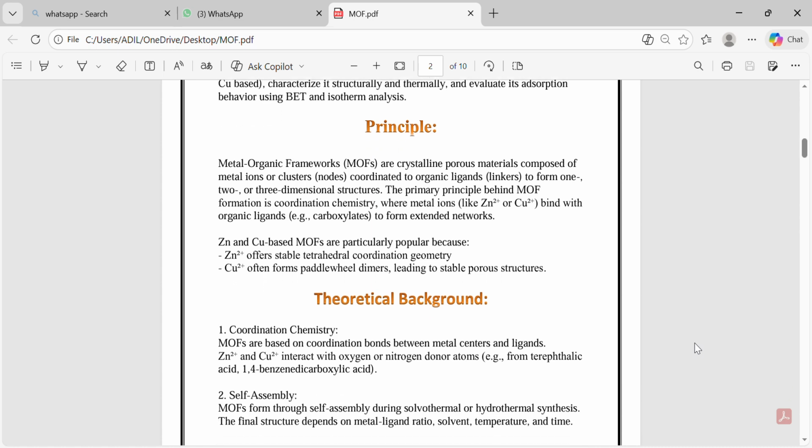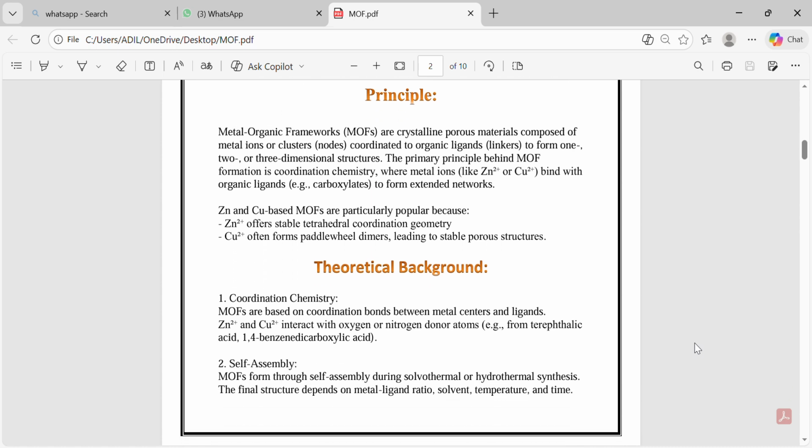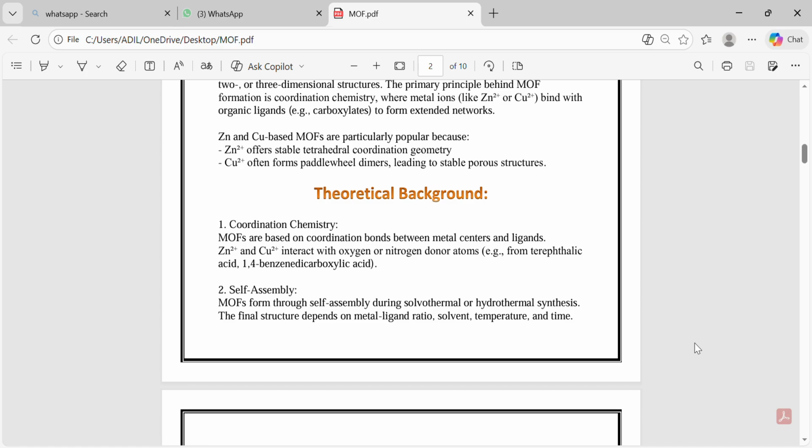Now we can move towards the principle of this experiment. A MOF is a porous crystal made of metal ions like zinc and copper ions connected to organic linker molecules. The connection forms a network that can trap gases. After this, we can study its theoretical background.